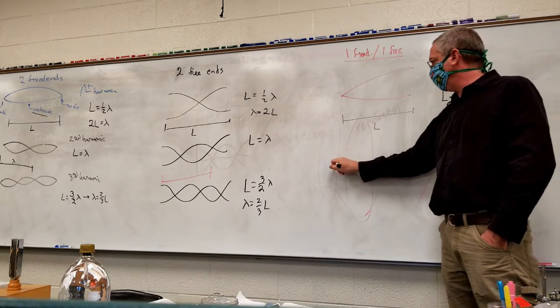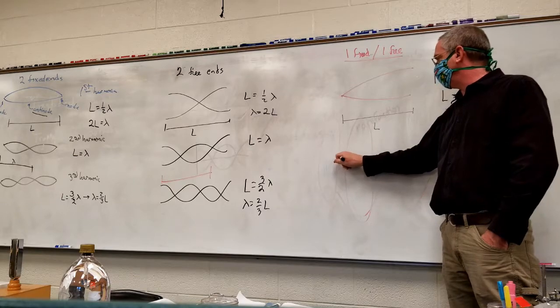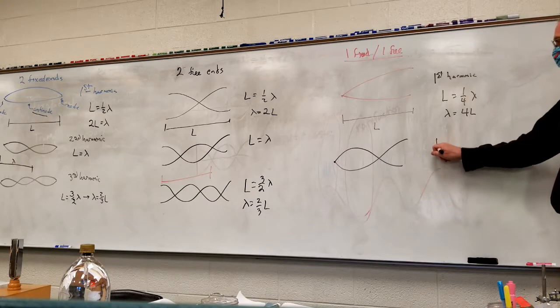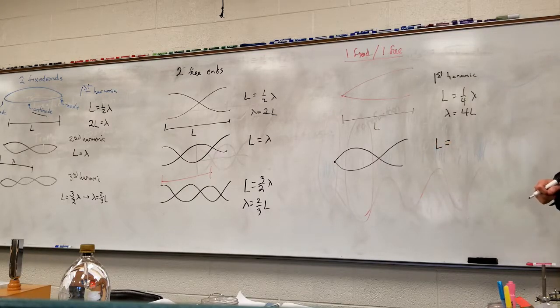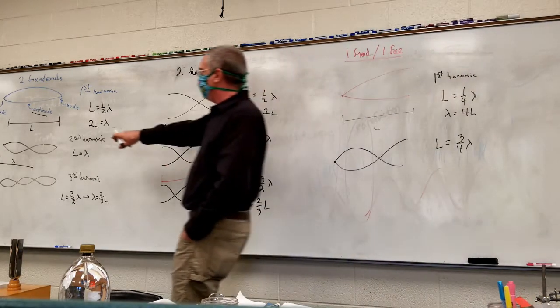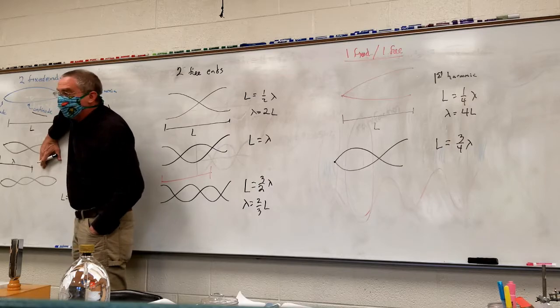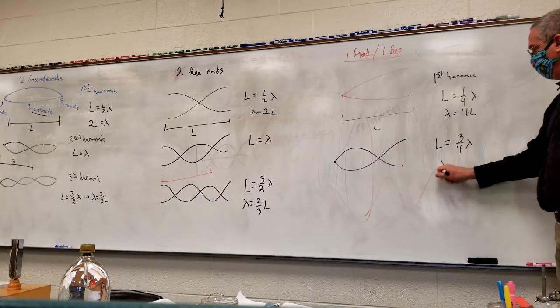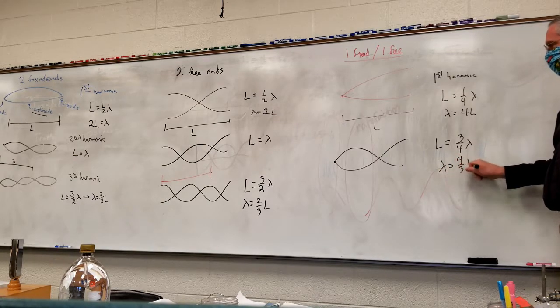The next simplest one, again, I have to have a node at one end and an antinode at the other. How many waves is that? 1.5? Not 1.5. 3/4. Three quarters of a wave. Again, this is the full wave right here, and all we've done is just cut off that last little bit, that last quarter. So we have 3/4 of a wave, or the wavelength is 4/3 times whatever that length is.